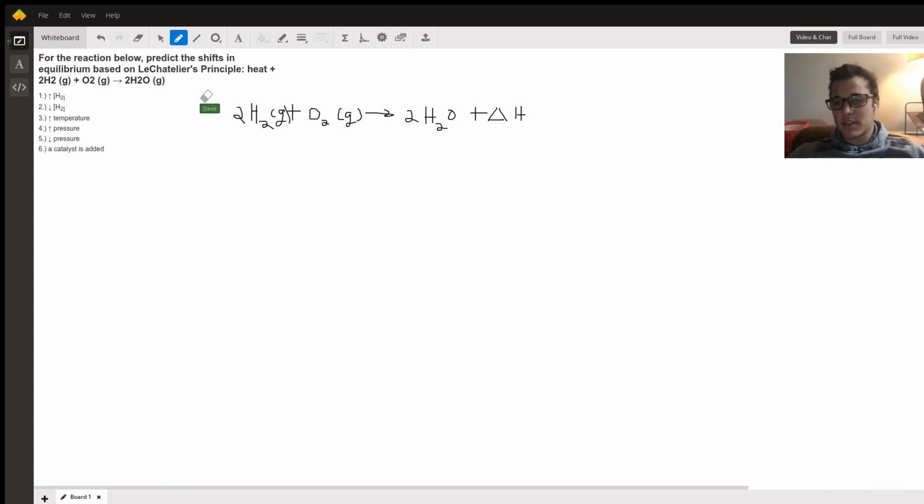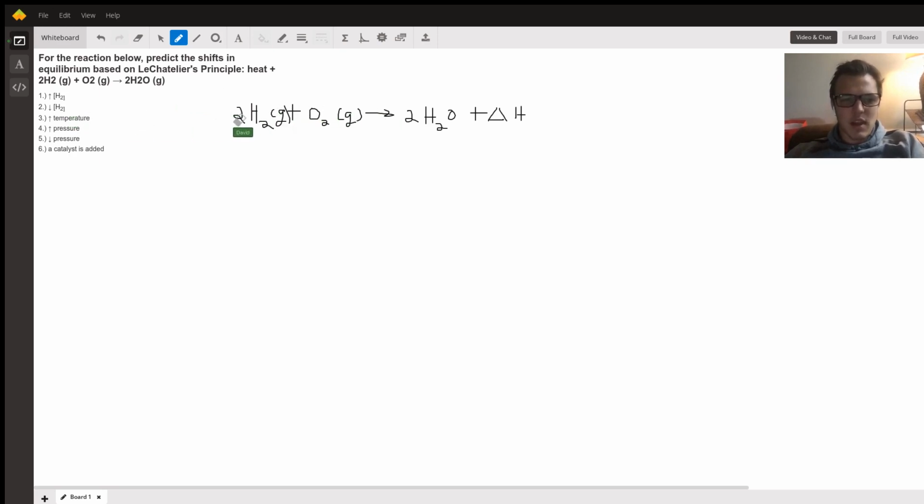But usually this reaction is exothermic because heat is being released from the reaction. More energy is released when you break these H2 bonds and O2 bonds to reform H2O. So for Le Chatelier's principle, if we increase the concentration of something, say the moles of H2 or O2, it's going to push over to the right towards your products.